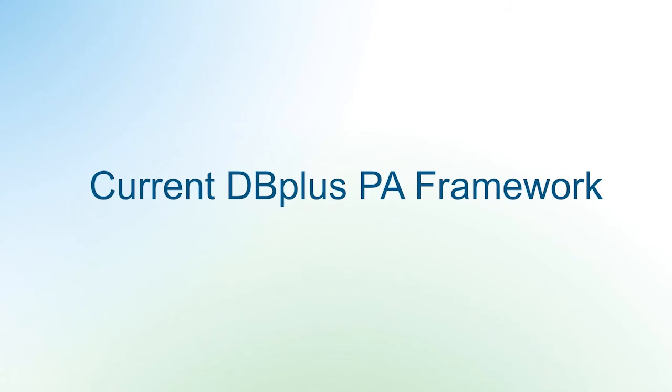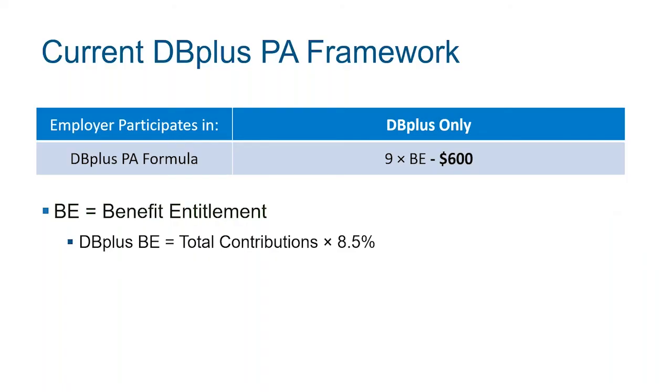Let's look more closely at the current DB Plus PA framework. The DB Plus PA formula is 9 times the benefit entitlement less PA offset of $600. The benefit entitlement is total contributions, both member and employer, earned in a year times the annual pension factor of 8.5%.